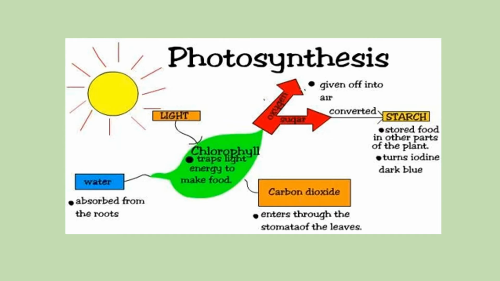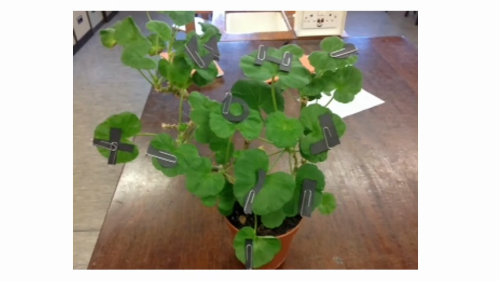for respiration. And obviously sugars are made and then they can be converted into starch. So the stored food in other parts of the plant. And you should know that starch turns iodine dark blue or black. Okay, so you might have done this experiment in your school. So this is testing a leaf for starch. This is not a required practical, but they do like you to know this experiment.